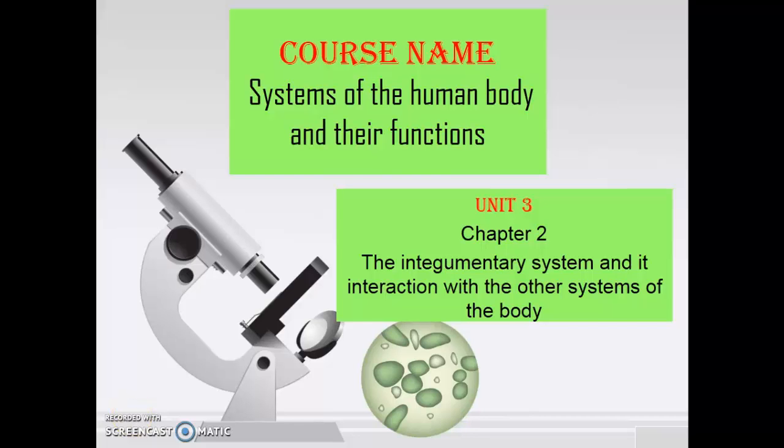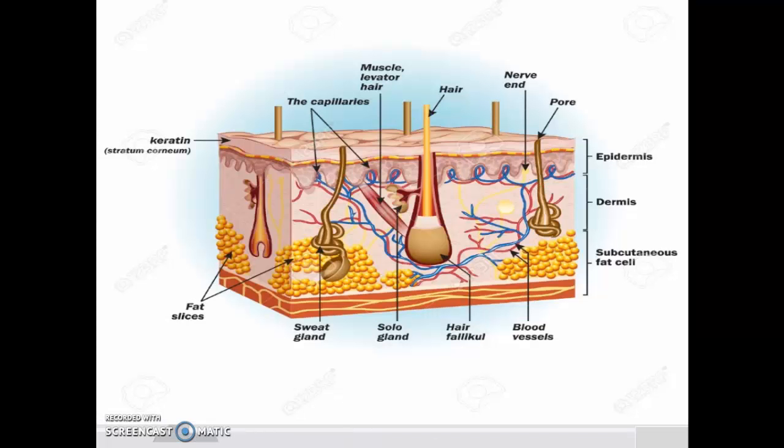Hello everyone. We are going to start with chapter 2 of unit 3, that is the integumentary system and its interaction with the other body systems, that is the other organ systems. And the course name is the same, that is systems of the human body and their functions. So let's get started. What you can see here is the cross section of the skin.